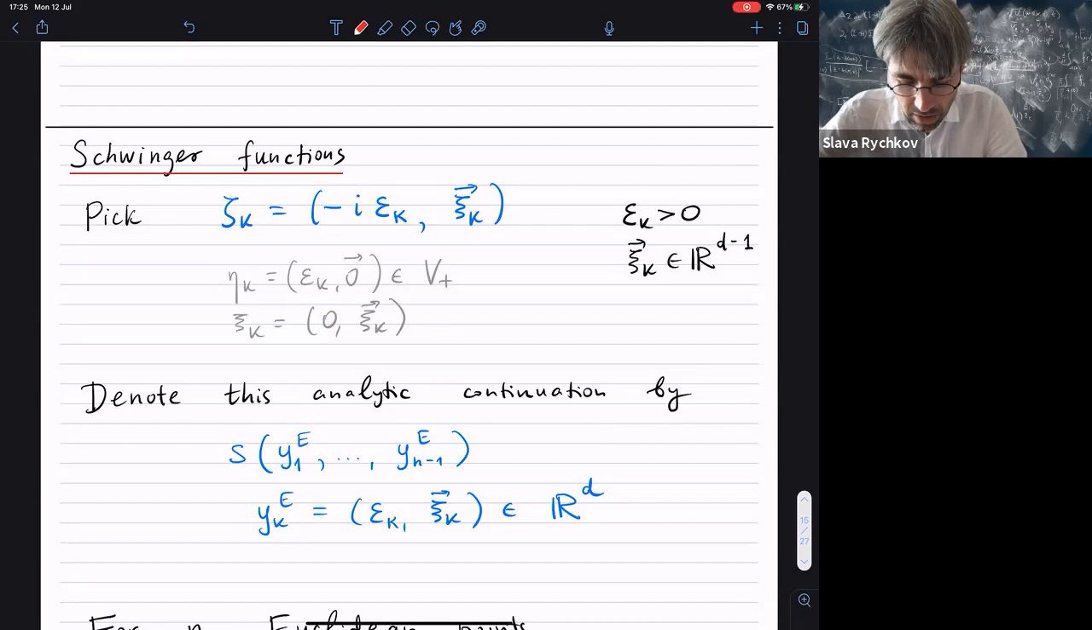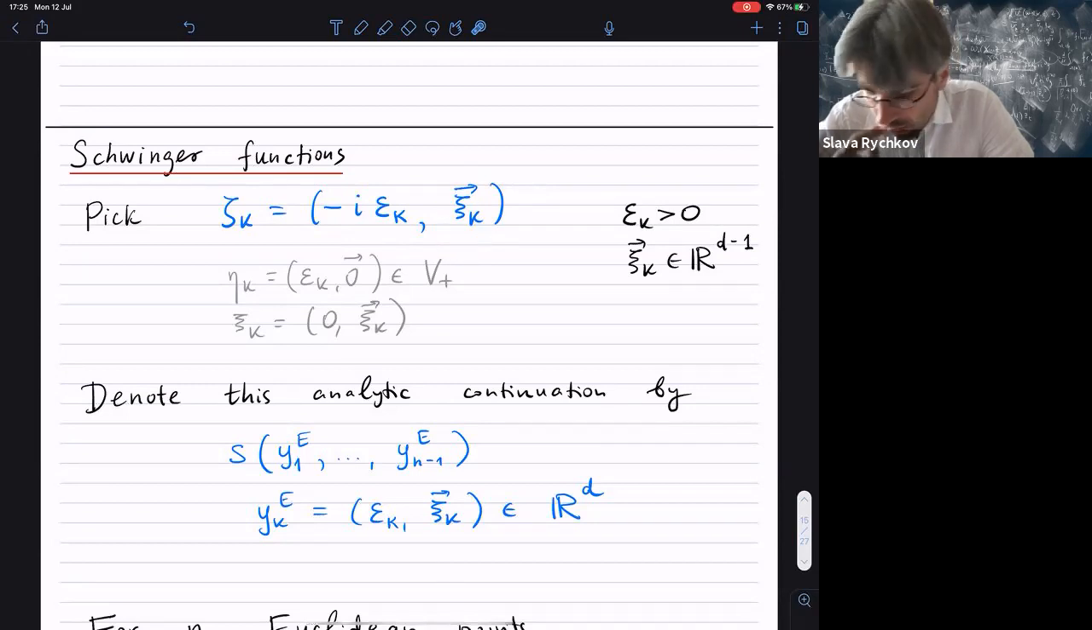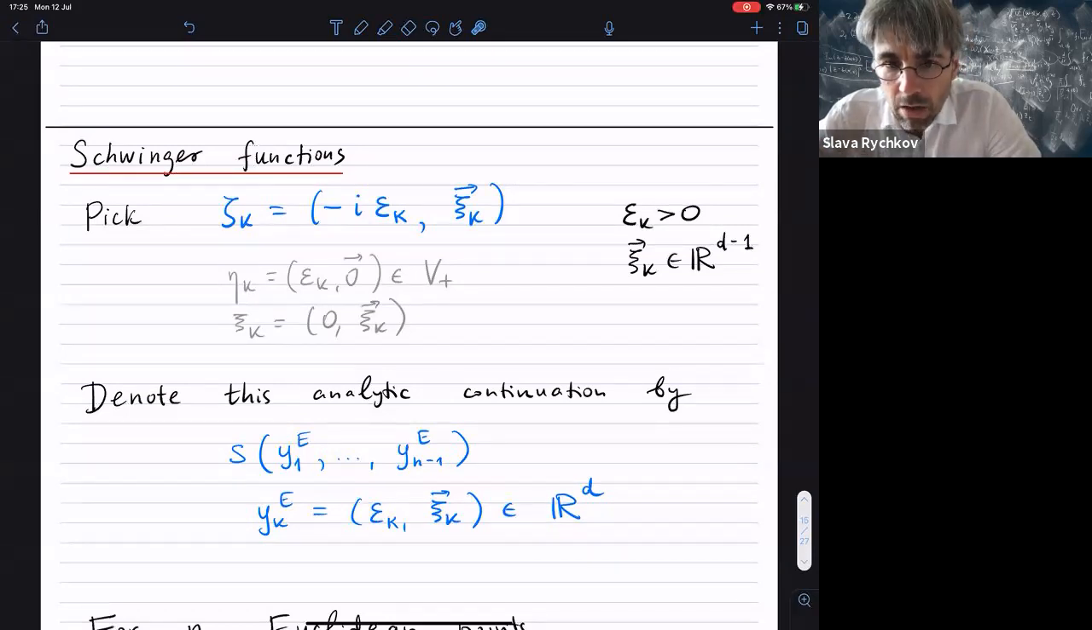So what we are going to do is pick a particular value for the zetas, which are going to be of this form. The time component, the complex time component, is going to be negative i epsilon_k. So epsilon_k is going to be a positive real number, so that it satisfies the forward tube condition. And the spatial component of zeta is just going to be some purely real vector psi_k. I'm not using this big forward tube, I'm just using a small section of it where I set spatial parts purely real and temporal parts purely imaginary with negative imaginary part.